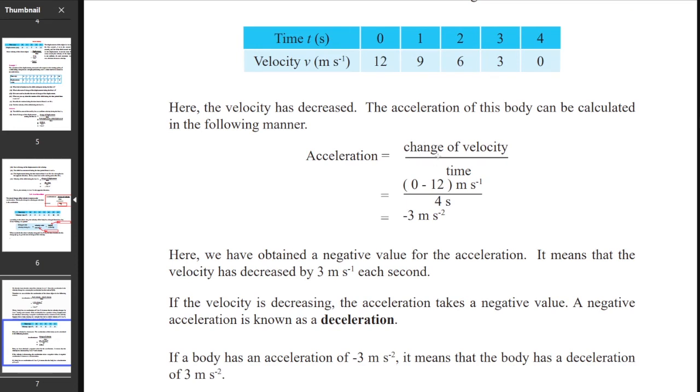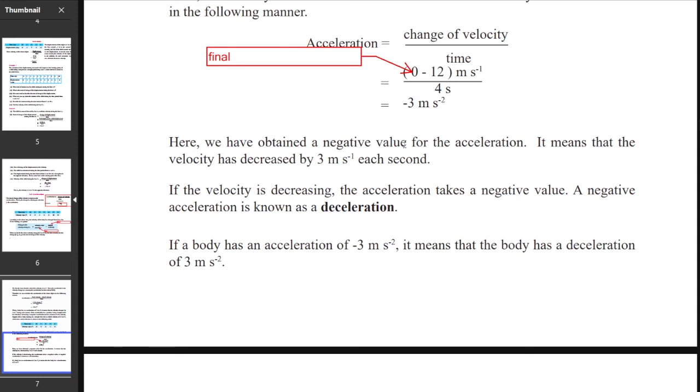Change of velocity, how to get the change? Final minus initial. Here, which is the final? 0 is the final. Then, this 12 is the initial. Okay, here we have obtained a negative value. Children, you can see this is a negative value, isn't it? Here we have obtained a negative value for the acceleration. It means that the velocity has decreased by 3 m s^-1 each second.